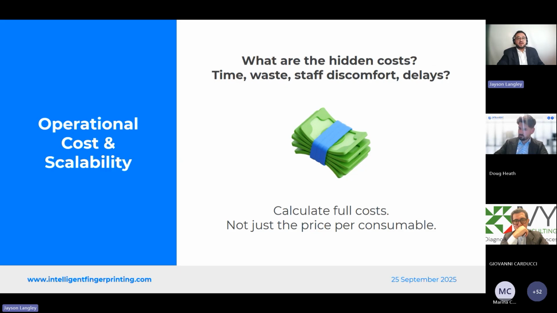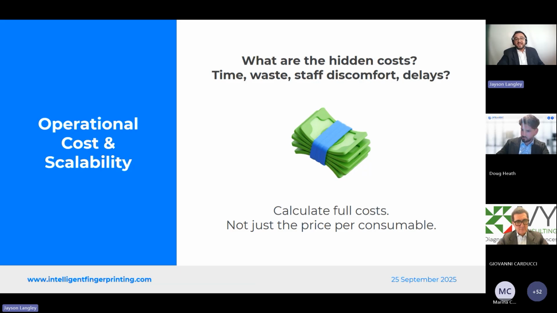Finally, let's examine operational costs and scalability. What are the real costs? We urge people to not just consider the price per test, but evaluate the total cost of ownership. So that includes time, labor, operational impact. A scalable, low-friction solution helps you protect your budget and your workforce.